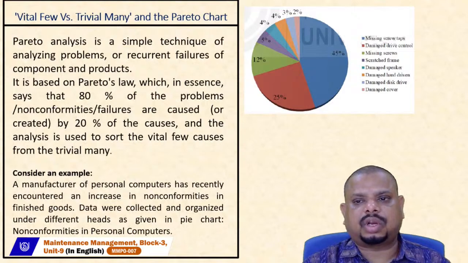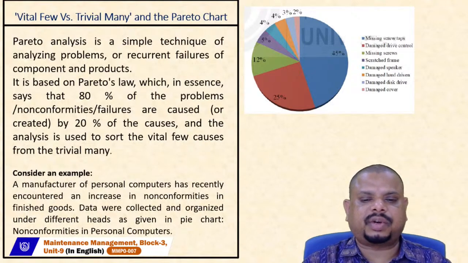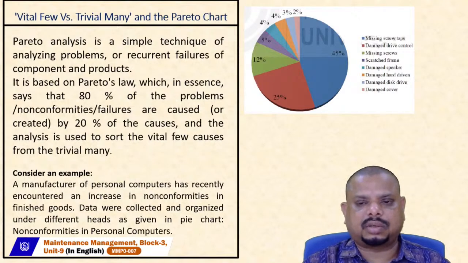If you go for the first one, missing screw tapes, that is 45%. The next one is damaged drive controls, that is 25%. Then missing screw, that is 12%. Scratched frame, that is 5%. Damaged speaker, 4%. Damaged hard drive, 4%. Damaged disk drive, 3%. And damaged cover, 2%. So different heads are given with reference to the Pareto chart.